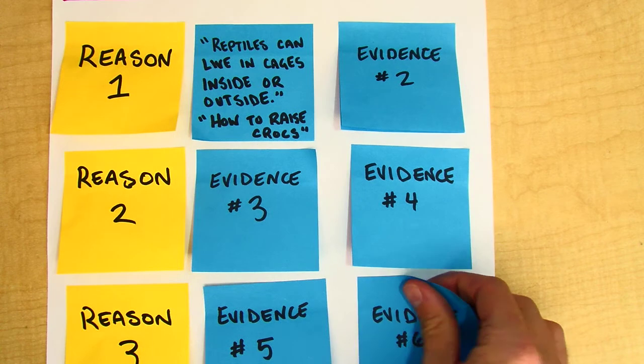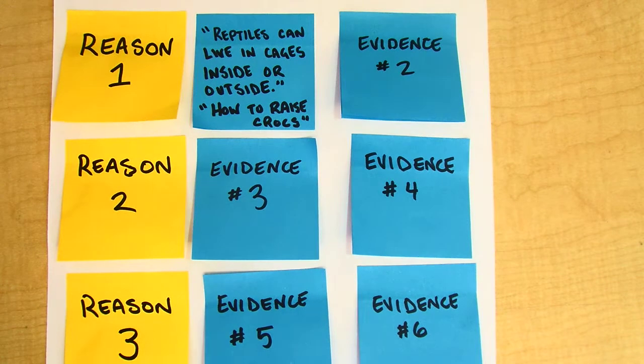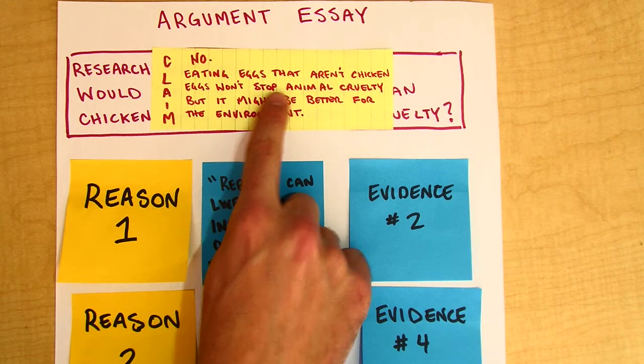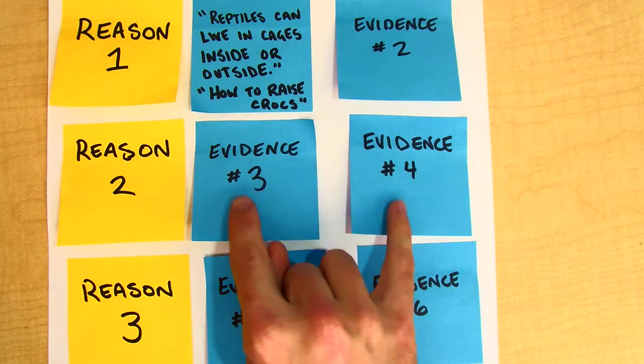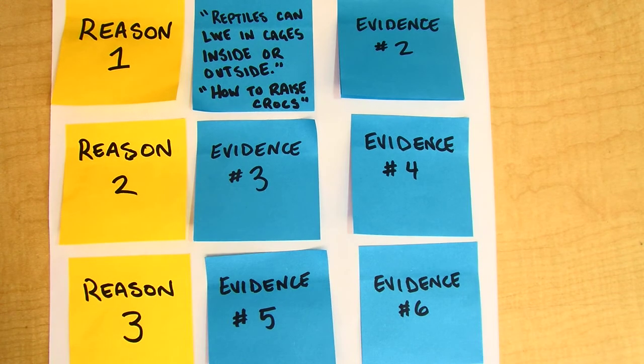When you're done, your outline should look something like this. You have your claim, you have your three reasons, and you have two pieces of evidence for each reason. After this has happened, raise your hand and your teacher will come check in with you.